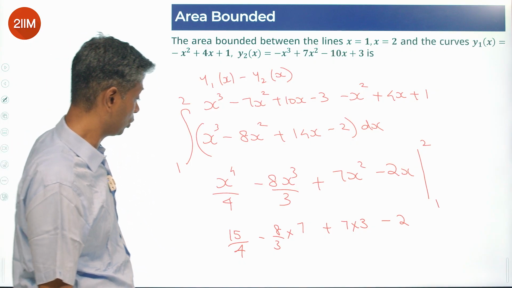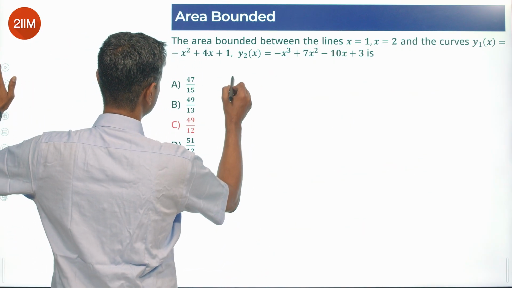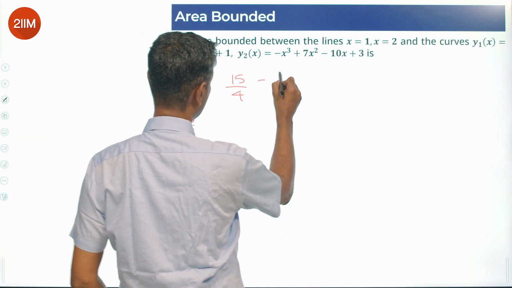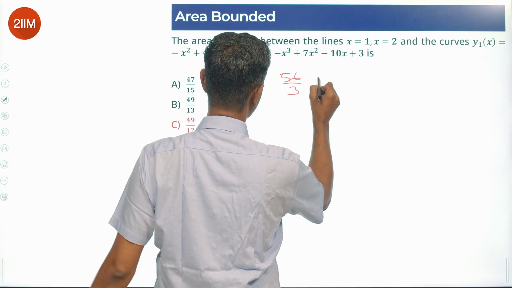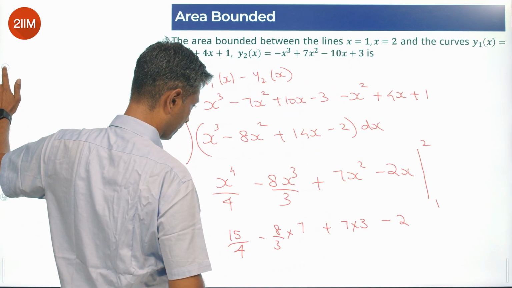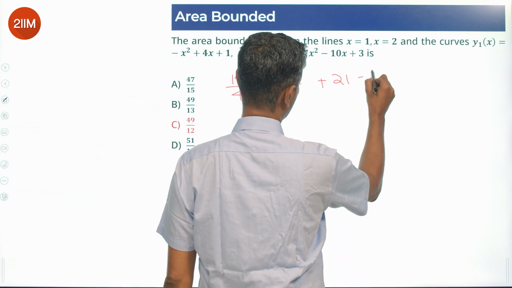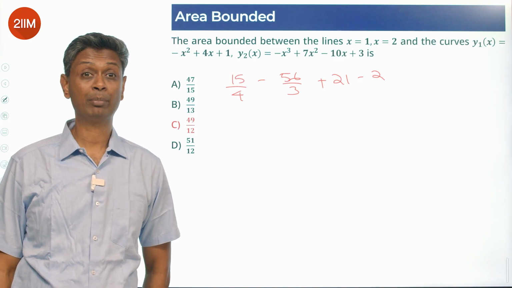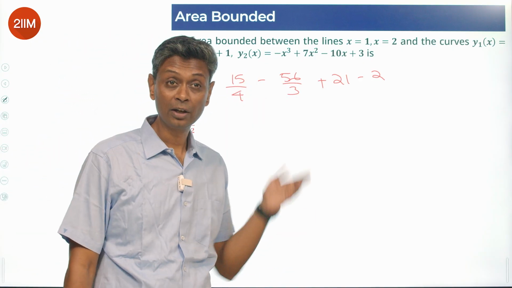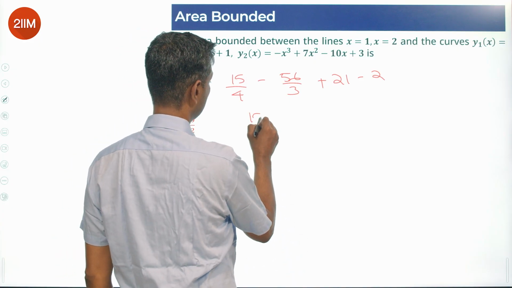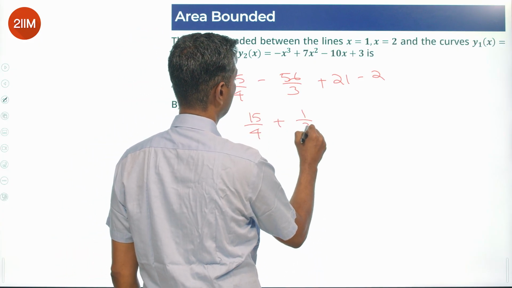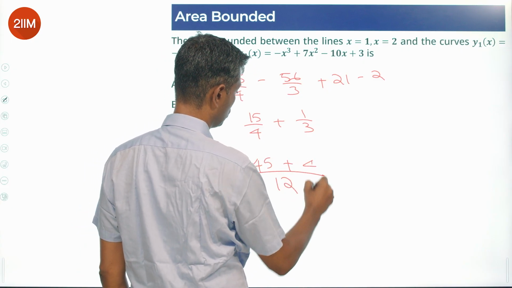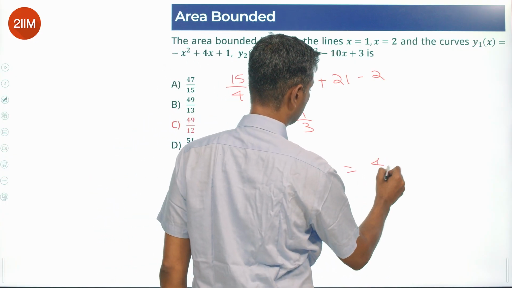This is 15 by 4 minus 56 by 3 plus 21 minus 2. 21 minus 2 is 19. 19 is 57 by 3. This is minus 56 by 3 plus 57 by 3. So it is 15 by 4 plus 1 by 3. The LCM is 12. 15 3s are 45 plus 4 by 12, which is 49 by 12.